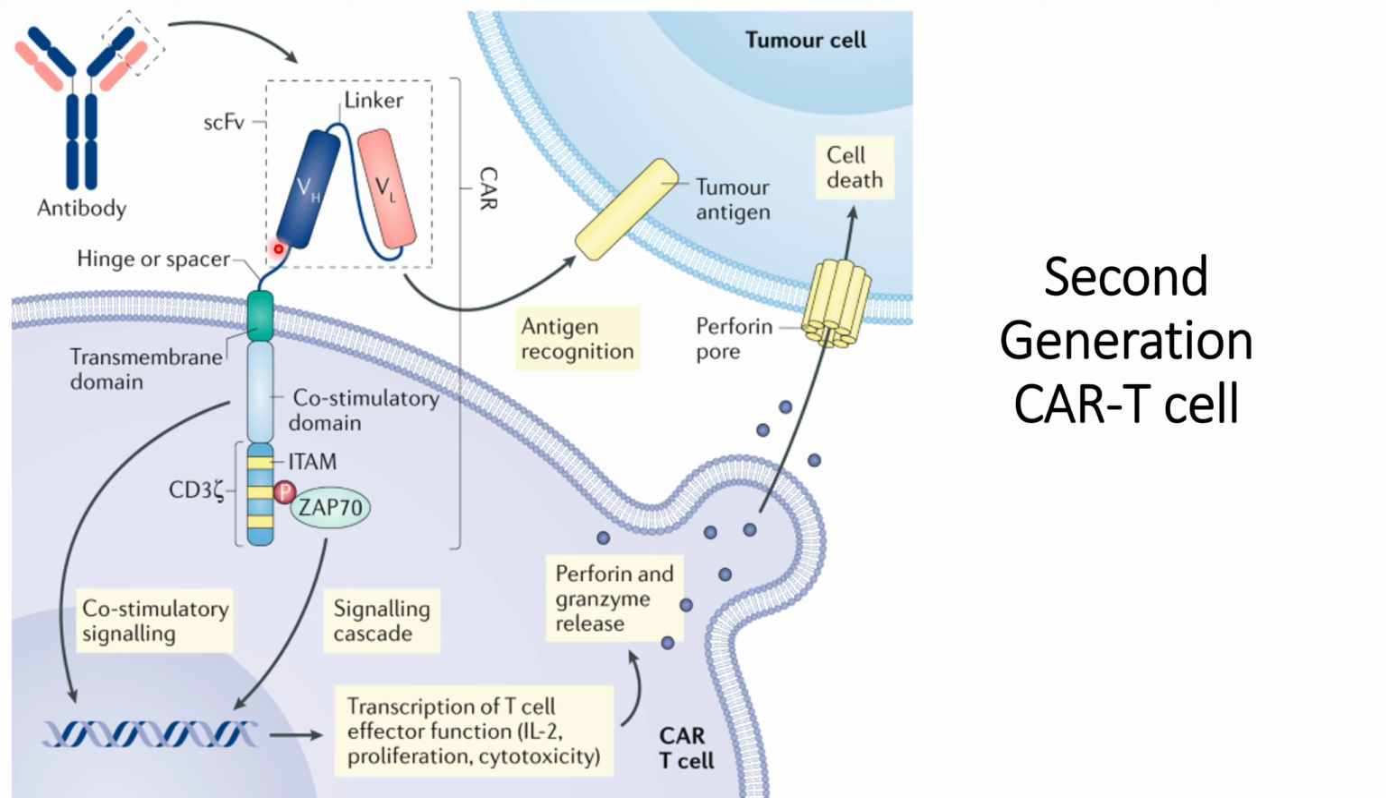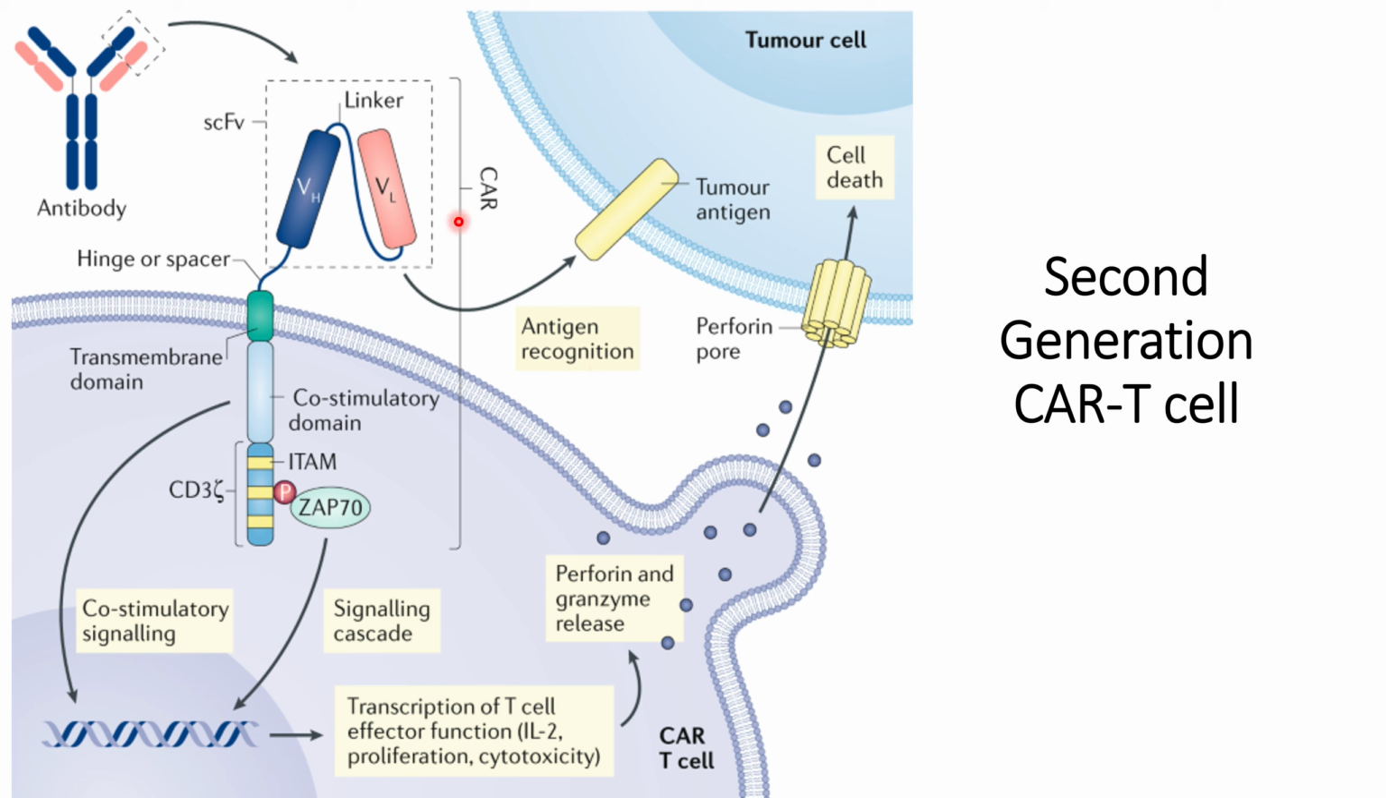The top part is the single chain fragment. In other terms, if we go into detail, it contains a variable heavy chain and a variable light chain that are linked together with the help of this linker. It has the ability to detect the specific antigen, as it is generated against those specific antigens that are present on the tumor cells.